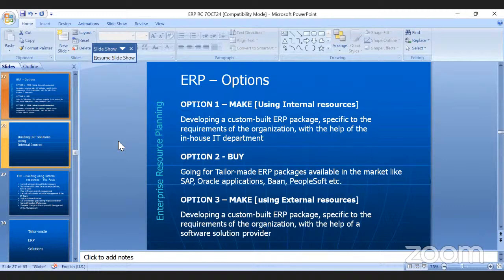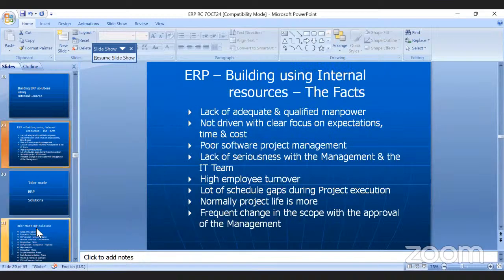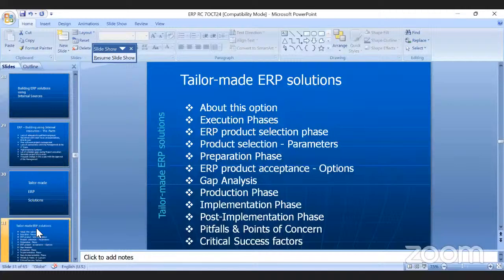Third is you use external resources, like catering services. You approach the catering services and they'll do it according to your convenience, maybe for 50 people, maybe for 100 people. Likewise, the software is also made with outsourcing, with external resources. So there may be tailor-made ERP solutions available.